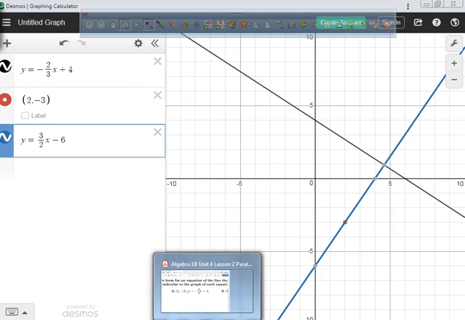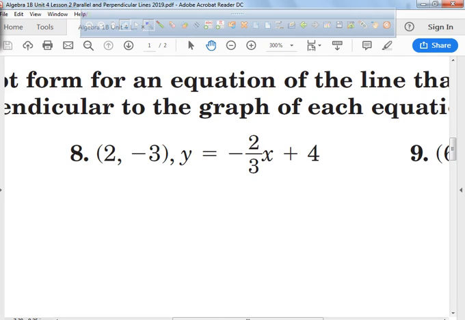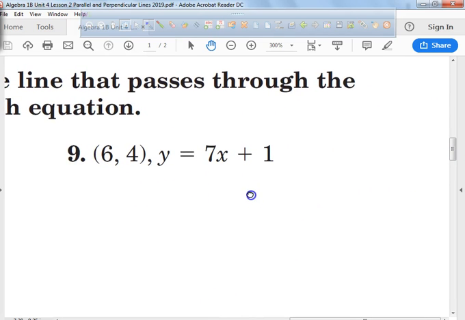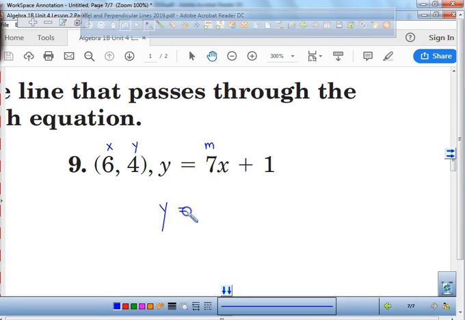Now we're going to do one more problem. Okay, one more problem. So we're going to go over here. I'm going to do the exact same process. Problem number 9. That's your x. That's your y. This is your m value. So I'm going to write y equals mx plus b.